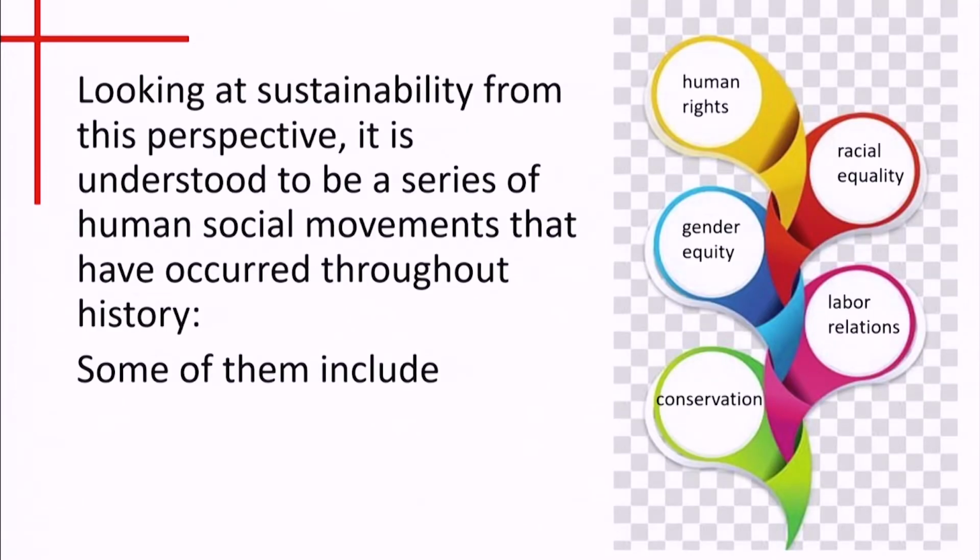Looking at sustainability from this perspective, it is understood to be a series of human social movements that have occurred over history. Some of them include human rights, racial equality, gender equity, labor relations and conservation. The Millennium Ecosystem Assessment was a project undertaken by over 1,000 internationally recognized experts from 2001 to 2005, who assessed the state of the world's major ecosystems and the consequences for humans as a result of human-induced changes.